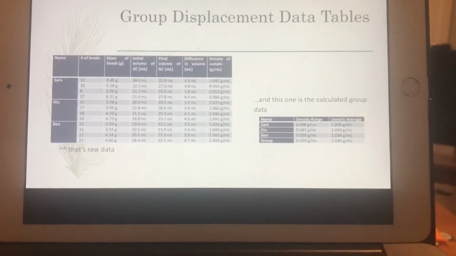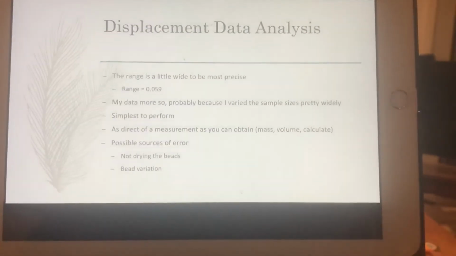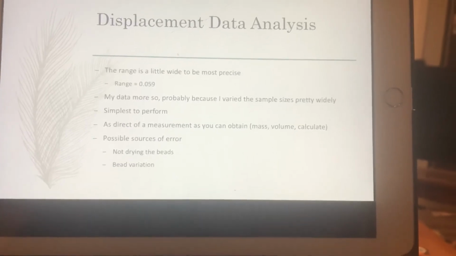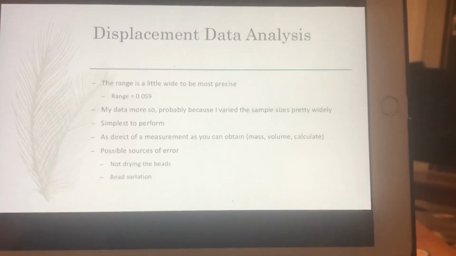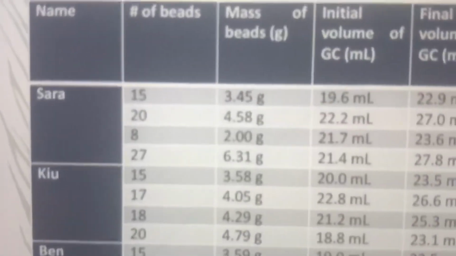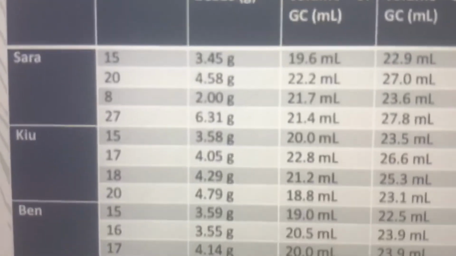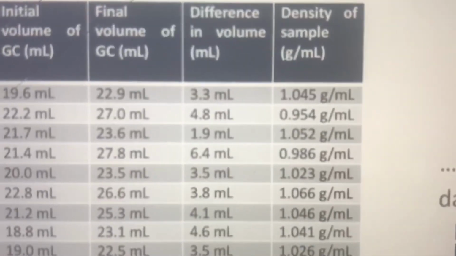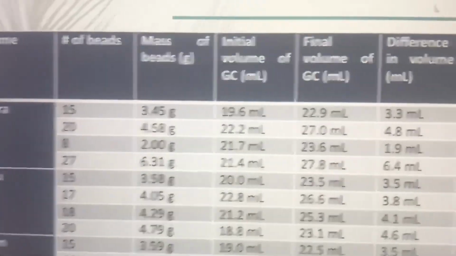So the takeaways from this are the data range for our group was a little wide, to be precise. I think what really threw it off was my data. If you look here, the number of beads I used varied pretty wildly, and everyone else kind of stayed within 3 to 4 beads of each other. I went all the way down to 8 and up to 27, and I think that's what threw mine off a little more, because you can see that those are the ones that were a little bit wide.